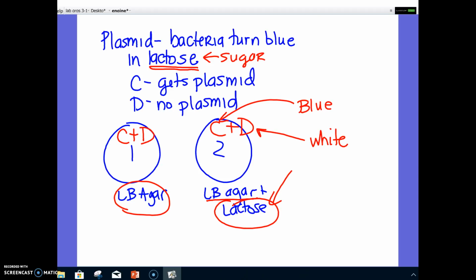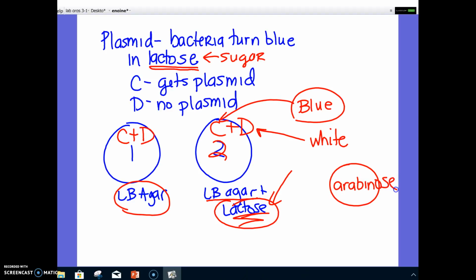So in this experiment, we are still screening them because we would physically be able to see the ones that picked up the plasmid on plate 2. Even though we wouldn't kill the other ones, we would be able to tell which was which because the ones that picked up the plasmid would turn blue due to the presence of lactose. And this is kind of like what we did in our lab as well. Because in our lab, if you recall, we had a plate that contained the sugar arabinose. That sugar was the trigger for the bacteria to make the glowing protein.